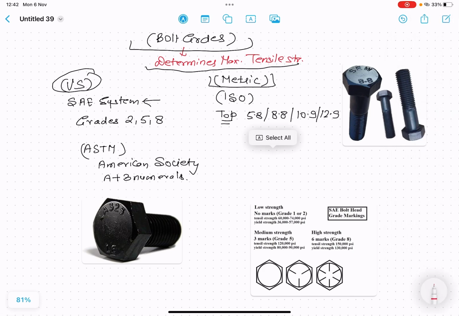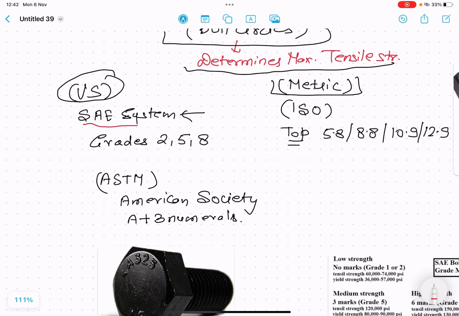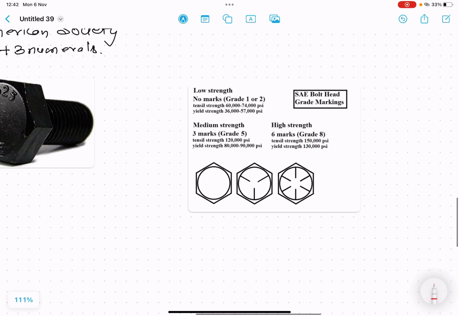Okay. Now the SAE system. In the SAE system, the bolts are classified into three types of grades: grade 2, grade 5, and grade 8. Depending upon the number of lines on the bolt head, you can identify whether it is a grade 1, grade 5, or grade 8, or even more grades.